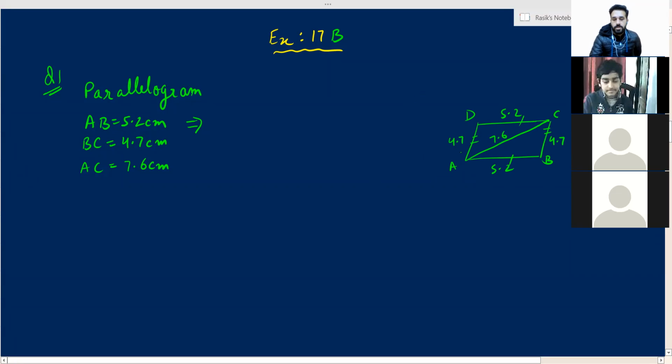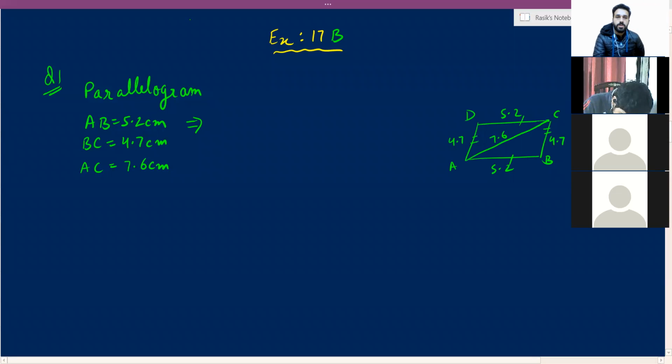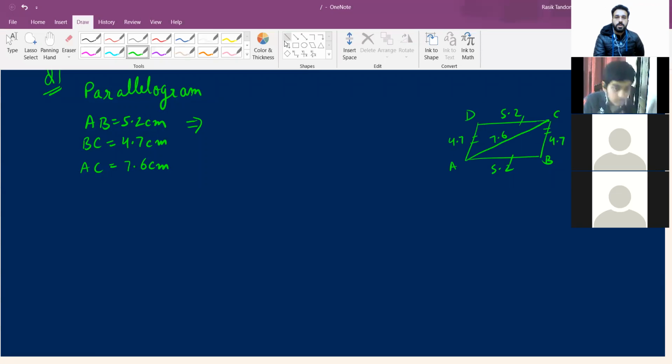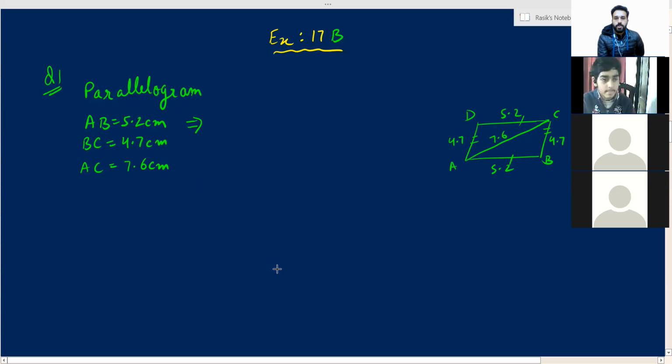Now it is same as question number 1 of exercise 17A. We know all the four sides of the quadrilateral and we know one diagonal of the quadrilateral. You already know how to construct this type of quadrilateral. Same as question 1 of exercise 17A. Start doing it. I will not be giving much time for this question. You don't need to look at the board. Keep on doing it.